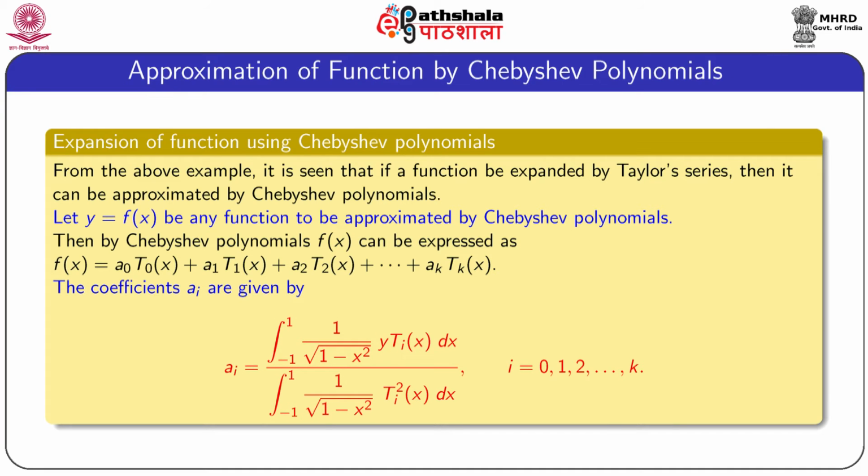And the coefficients ai, that means the constants ai, are given by ai equals, the numerator is the integration from minus 1 to 1 of y Ti(x) divided by square root of 1 minus x square dx, and the denominator is the integration from minus 1 to 1 of Ti square (x) divided by square root of 1 minus x square dx, and this is true for i equals 0, 1, 2 up to k. So, using this formula we can determine the values of a0, a1 up to ak. So, after computation of ai for a given function y, we can approximate the function f(x) with the help of Chebyshev polynomials.